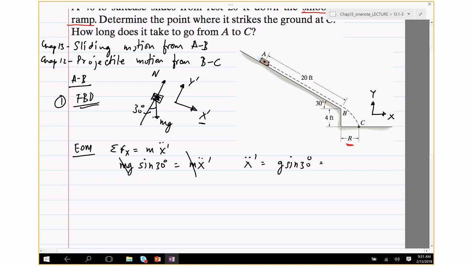So do you guys know what gravity is in FPS system? 32.2. So it's 32.2 times sine 30, which is half, so it's 16.1 feet per second squared.